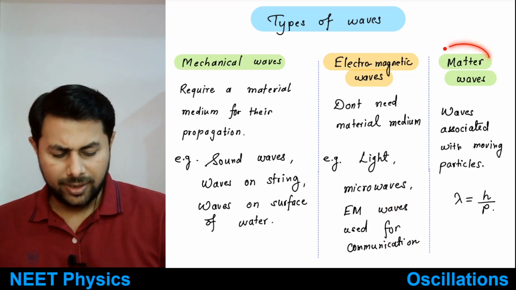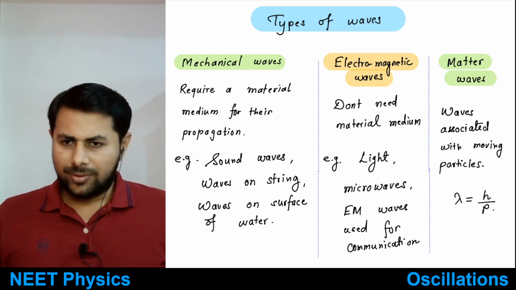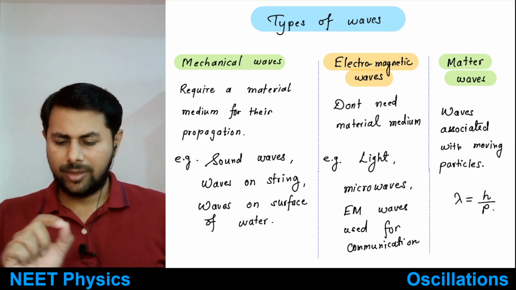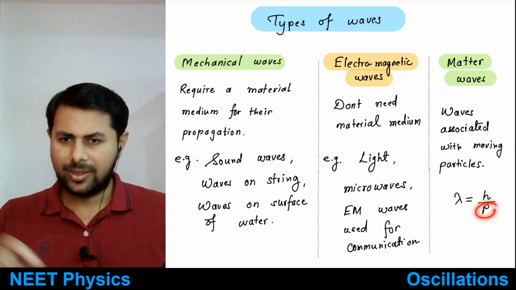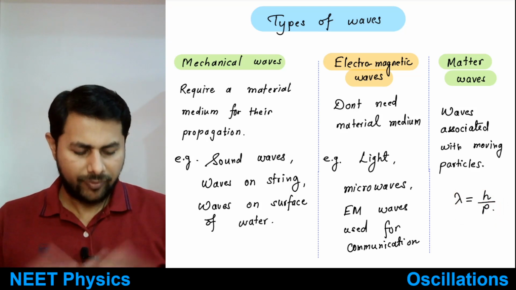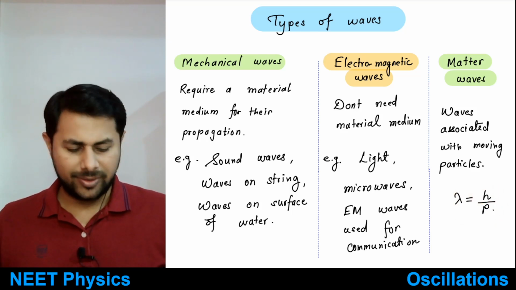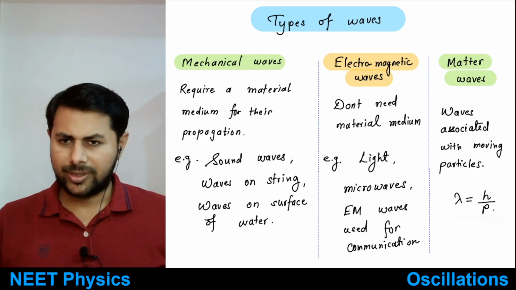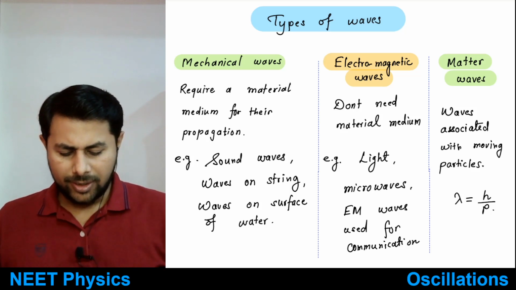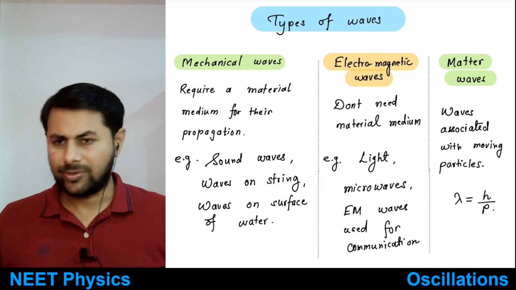And then there is a third category of waves, which is known as matter waves. We'll talk about this later, but just for now, if a particle moves with momentum p, then there is a wave associated with that particle too, and the wavelength of that wave is given by h by p, where h is called the Planck's constant. We'll talk about this in the dual nature of radiation and matter. So in this chapter, we are going to talk about mechanical waves only.